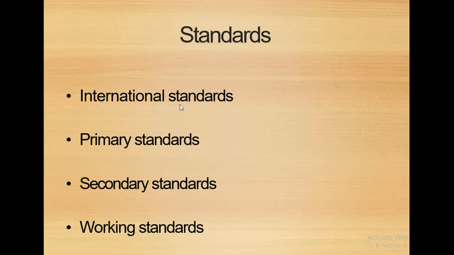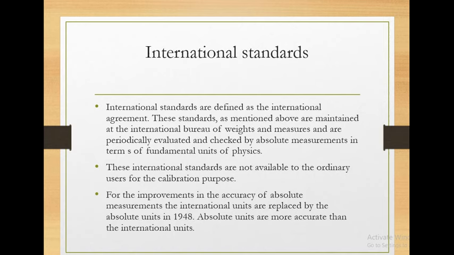International standards may be there, then there may be primary standards, secondary standards, and the last is working standards, on which we are generally working. So these are the four types of standards. We have to see these one by one in brief.